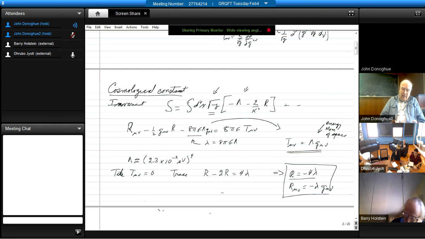So these are the highly symmetric spaces. Lambda bigger than 0 is de Sitter. Lambda less than 0 is anti-de Sitter. Okay.